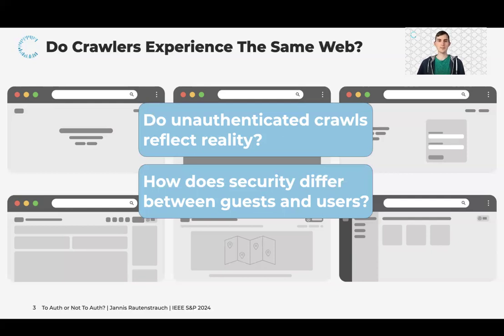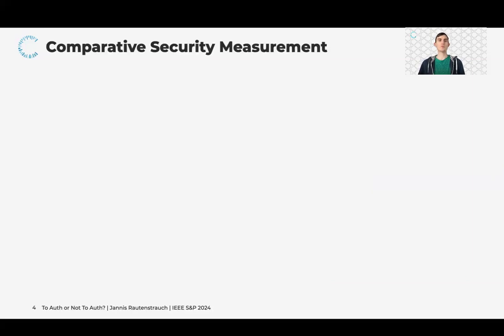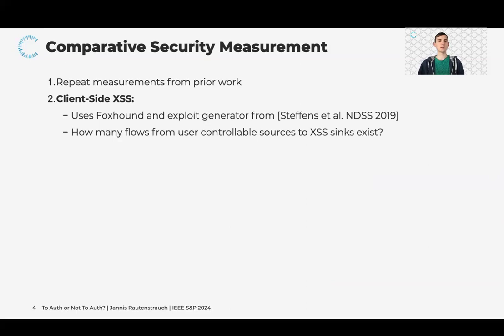To answer these two questions, we set out to perform a comparative security measurement. Here, we didn't want to reinvent the wheel, but instead wanted to repeat measurements from prior work. For this study, we focused on four topics. The first is client-side cross-site scripting. Here we used Foxhound, which is a taint-tracking-enabled fork of Firefox, and the exploit generator from Steffens et al. from NDSS 2019. The question we want to look at is how many flows from user-controllable sources to cross-site scripting sinks exist, and how many of them are actually exploitable, and are there differences between the logged-in and the non-logged-in crawlers.